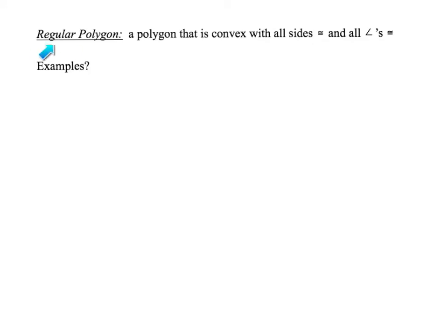All right, regular polygons. These are polygons that are convex with all the sides congruent and all of the angles congruent. I would like for you to think now, what figure has all sides congruent and all angles congruent? There are two regular polygons. What are you thinking? Hopefully, one of them that you came up with is a square. In a square, all of my sides are congruent. All of the angles are 90 degrees.